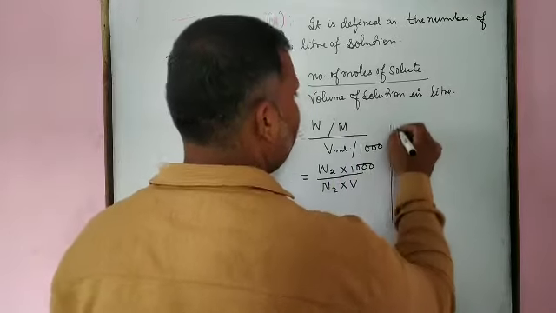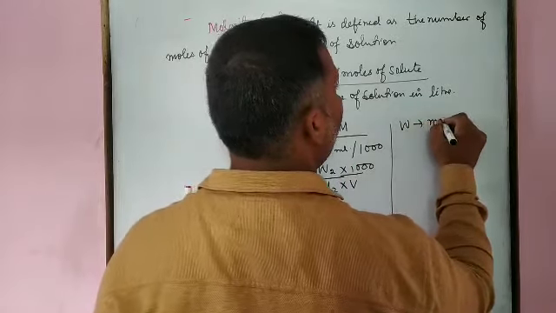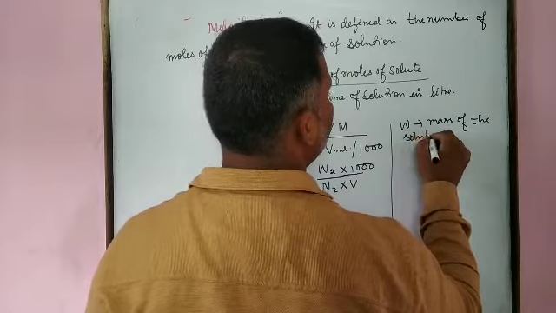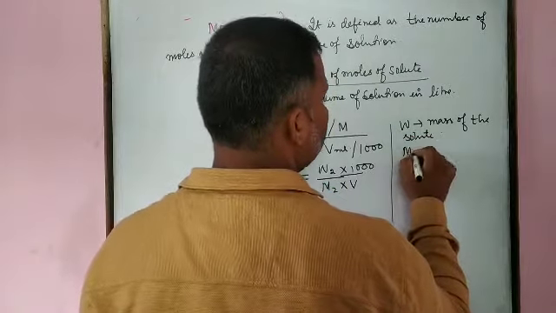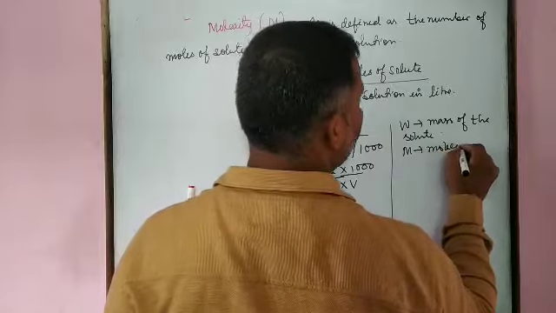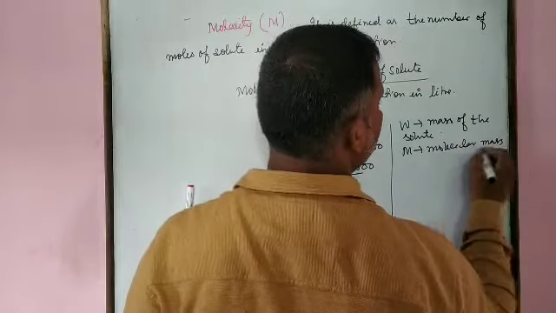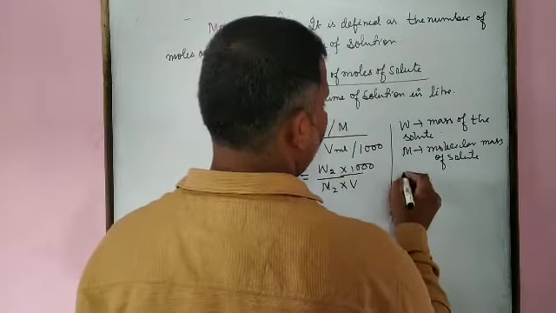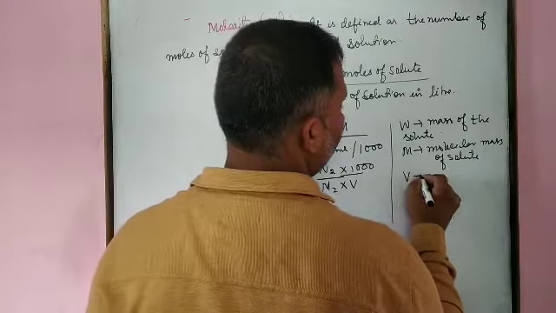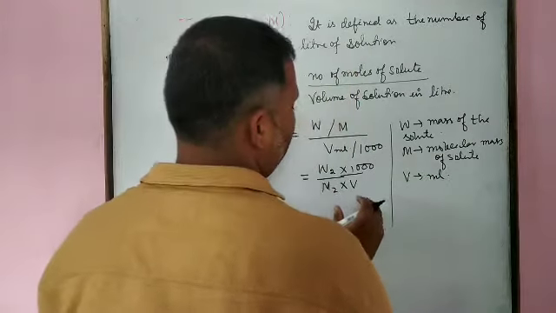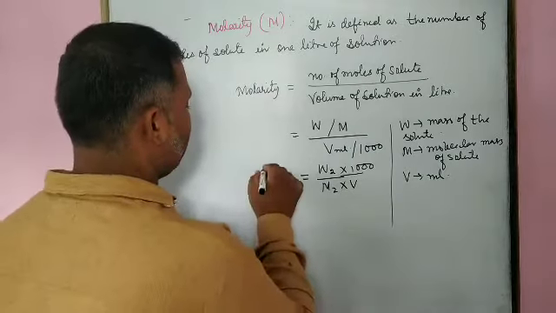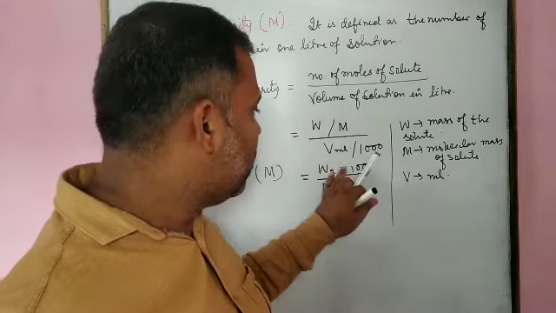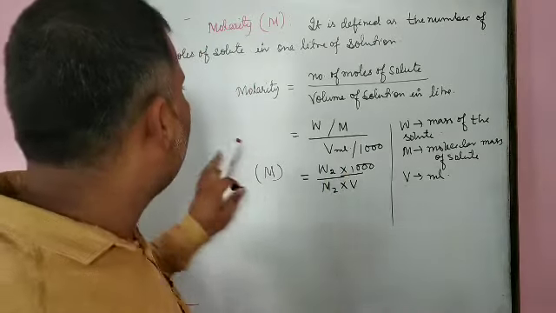What do we have? W means the mass of the solute. M means the molecular mass of the solute. V in mL means volume in milliliters. And the equation is: molarity M equals W2 by M2 into 1000 by V. This is all about molarity.